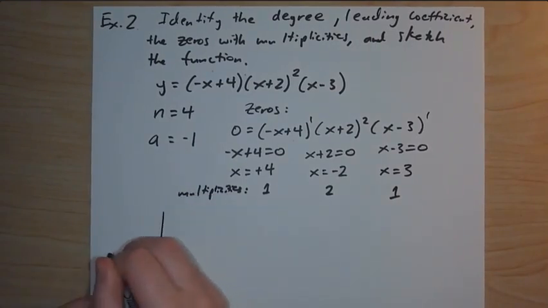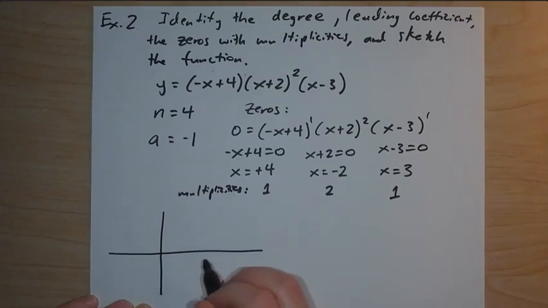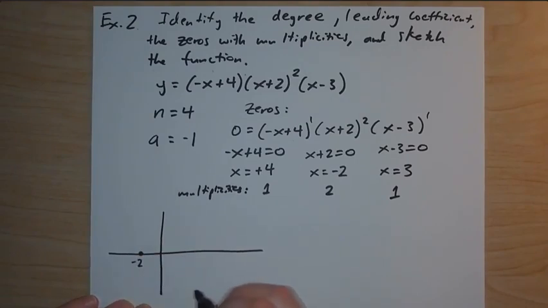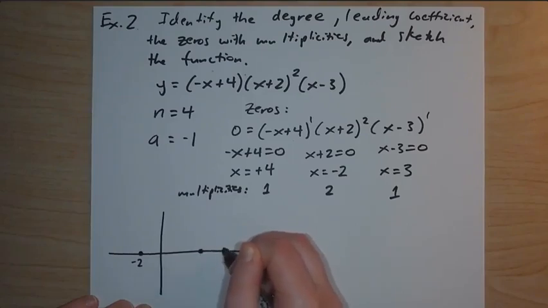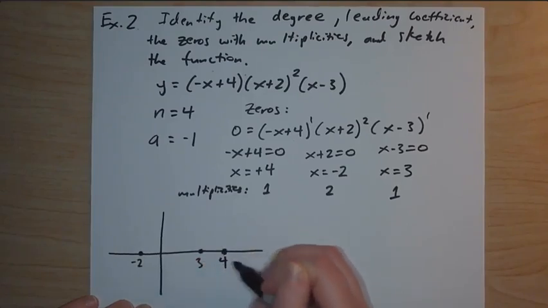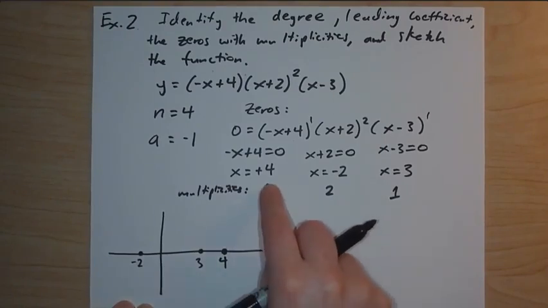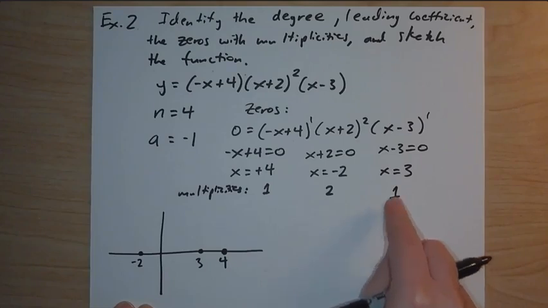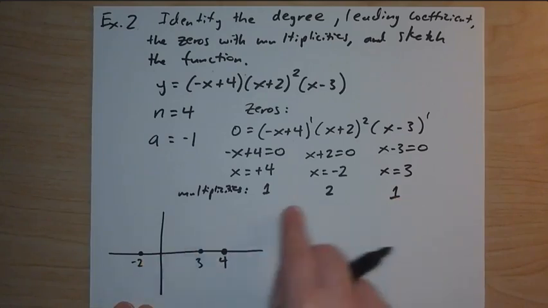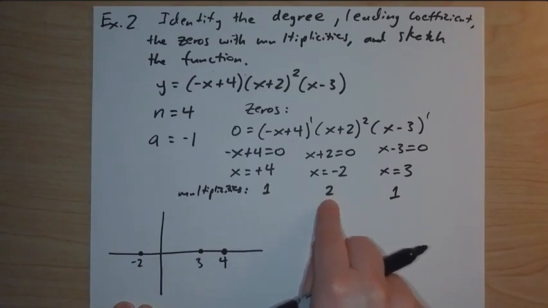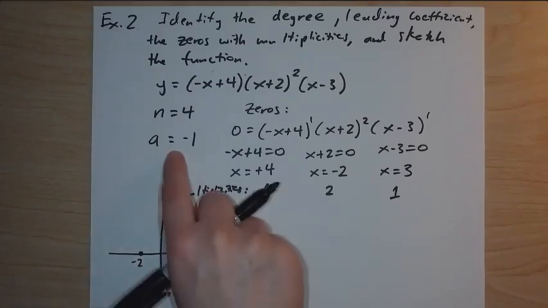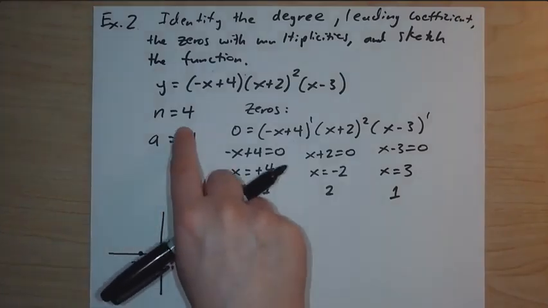So I'm going to draw out a graph. We're going to mark the zeros. We have a zero at negative 2. We have a zero at 3 and 4. So 3 and 4. And we know that it's going to go straight through 3 and 4 because it has multiplicity 1, which is odd. And it's going to bounce off the x-axis for x is negative 2 because our multiplicity is even. So it's not actually going to pass the x-axis. And we have that our a is negative 1 and our n is 4.